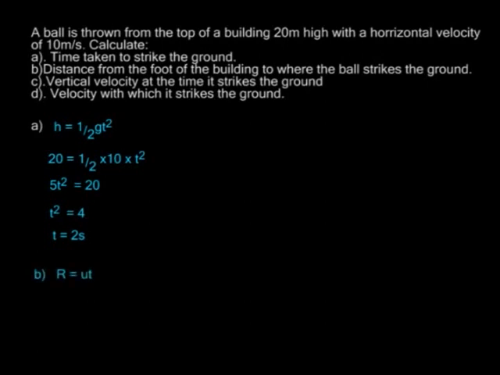Solution A. We have been given U is 10 meters per second, G is 10 meters per second squared, and height is 20 meters. But then H is equal to a half GT squared, and therefore 20 is equal to a half times 10 times T squared. 5T squared is equal to 20. T squared is 4 and T is 2 seconds. B. Range is equal to UT. Therefore we have 10 times 2, which is 20 meters.